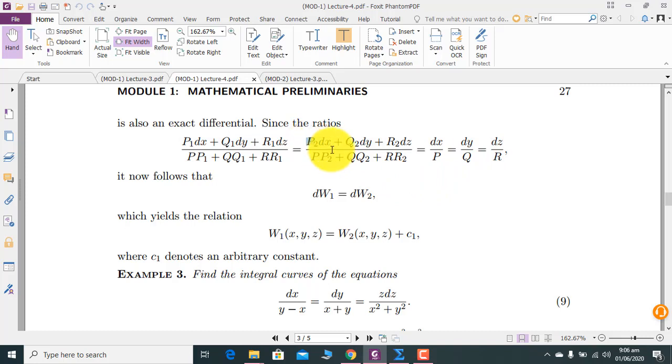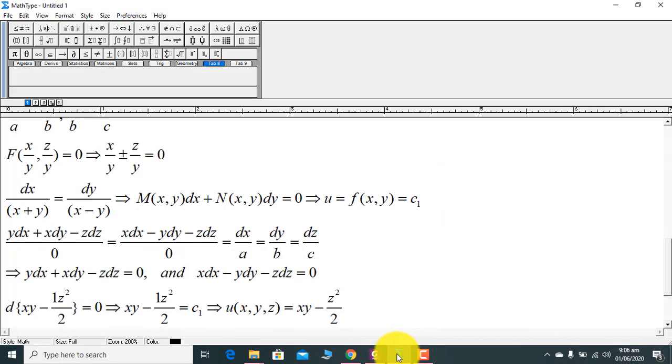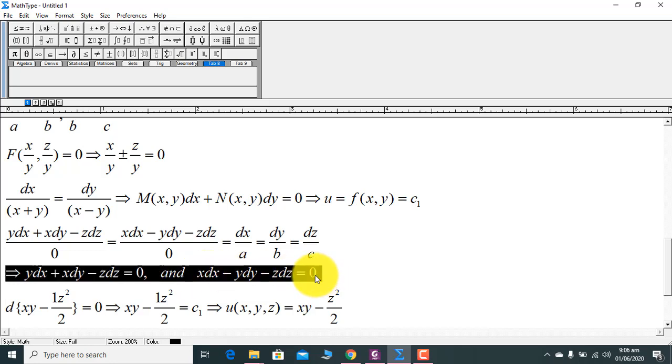Similarly for P2, or A2, B2, C2, which are different names of the same thing, it is equal to dx over P, dy over Q, dz over R. Now if you equate with any side, whichever you want, the answer will be 0, because 0 multiplied by dx over a, or 0 multiplied by dy over b, or 0 multiplied by dz over c is 0. So the answer will be 0. Y dx plus x dy minus z dz is equal to 0, and similarly for the other numerator the answer will be 0.